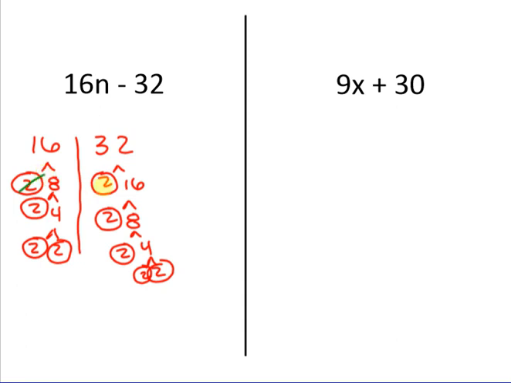Alright, I have a lot of 2's that match. So I have 1, 2, I have another 2, I have another 2, and I have another 2. When I multiply 2 times 2, I get 4. 4 times 2 is 8. 8 times 2 is 16.